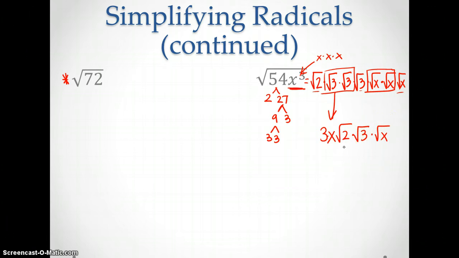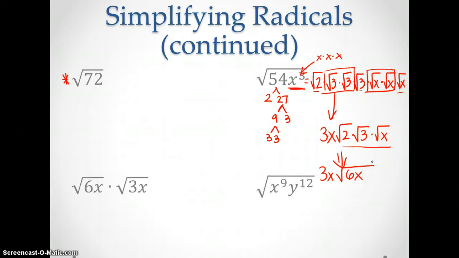So much like we can break apart a square root into multiplication, we can use the multiplication to put everything back under one square root. So our final answer here would be 3x square root 2 times 3 is 6, and then times x. These rules only work with multiplication, so don't try and take them into addition or subtraction of radicals.